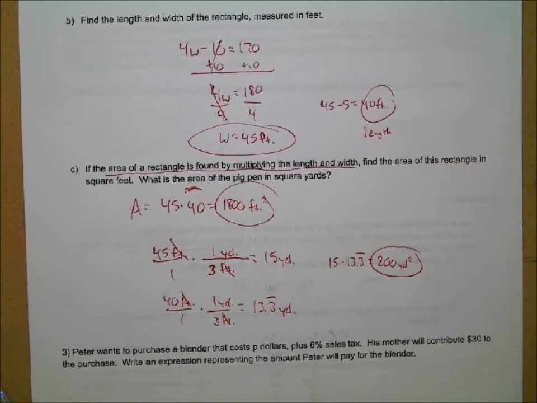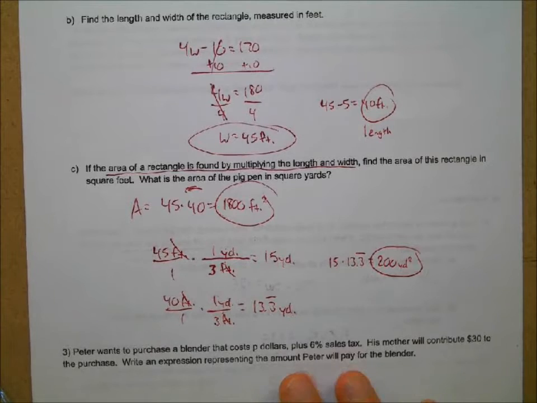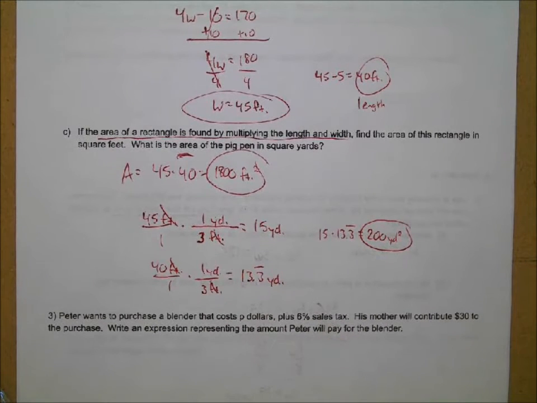Now, here's a question I have for you. How many of you knew, first of all, that if you have feet, you can divide by 3 and that'll give you yards? How many of you knew that? Okay, a few of us did. That's fine. So if you look here, we took 45 feet, we took 40 feet, and we converted that to yards by dividing by 3. You don't need to know that you divide by 3. Again, just use the dimensional analysis that we did.